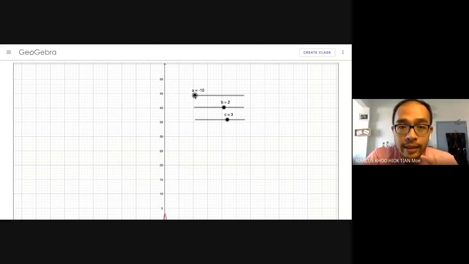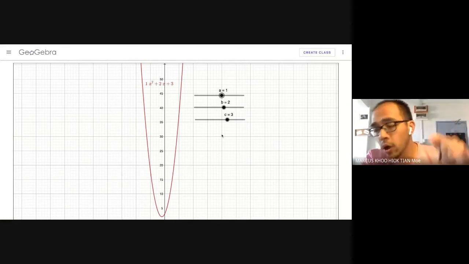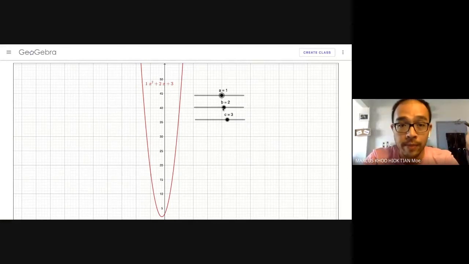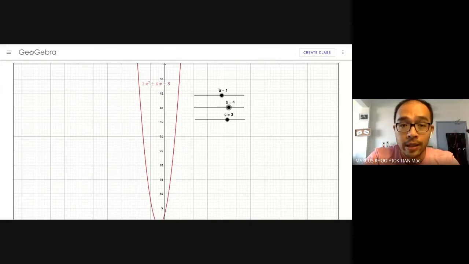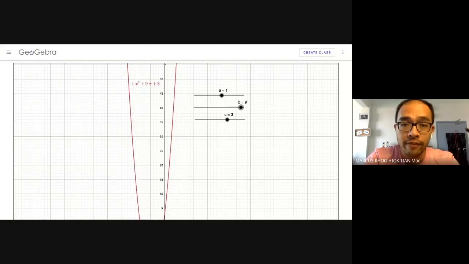Okay, secondly, now I'm going to set this A back to 1. Okay, secondly, what if I change the value of B? Okay, so this is the value of B and this is positive. Okay, if I make the B bigger, what happens to the graph?